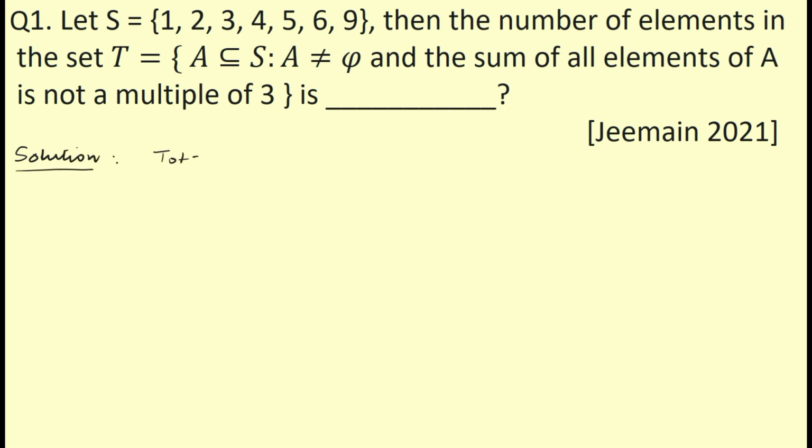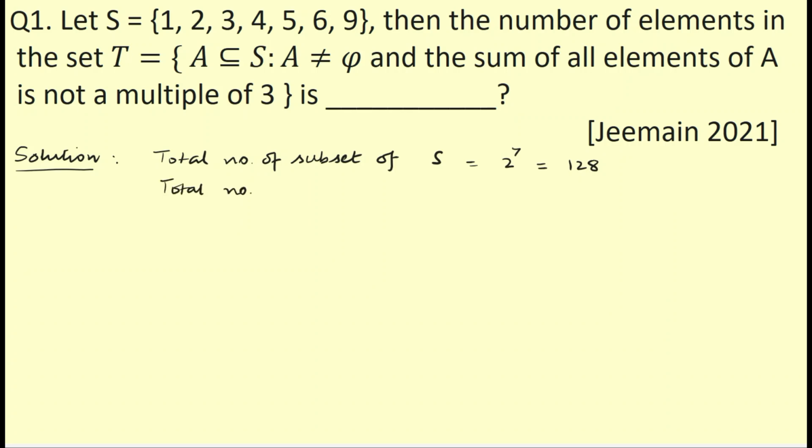Now we start with first calculating the total number of subsets possible for the set capital S. We know it is 2 to the power n, so here 2 to the power 7, which is 128. Talking about the non-empty subsets, we'll say the total number of non-empty subsets of capital S will be 1 less, that is 128 minus 1, which is 127. Let us mark it as equation 1.